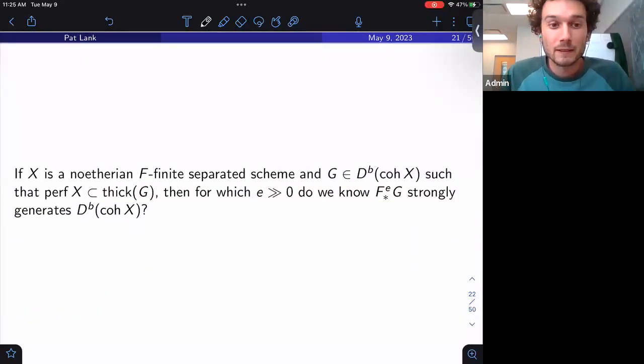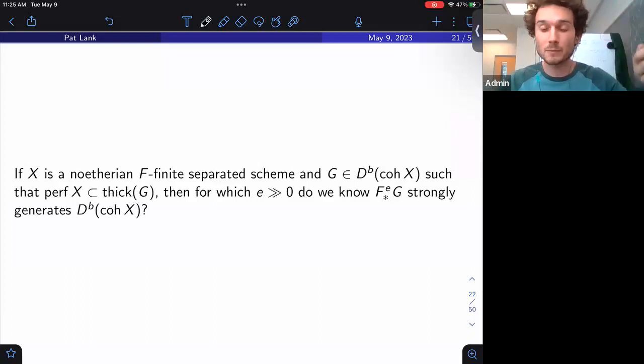Cool, so this is good. If I have a noetherian F-finite separated scheme, and if I have any bounded complex that generates all perfect complexes, I know I could push forward sufficiently many times to get a strong generator. The natural question is, how many pushforwards do I need to generate? Is there some number that I can just say, if I push forward that many times, I'm guaranteed to generate? Sufficiently many is a nice result, but it'd be better if we had a way to get a grip on the number of iterates needed.